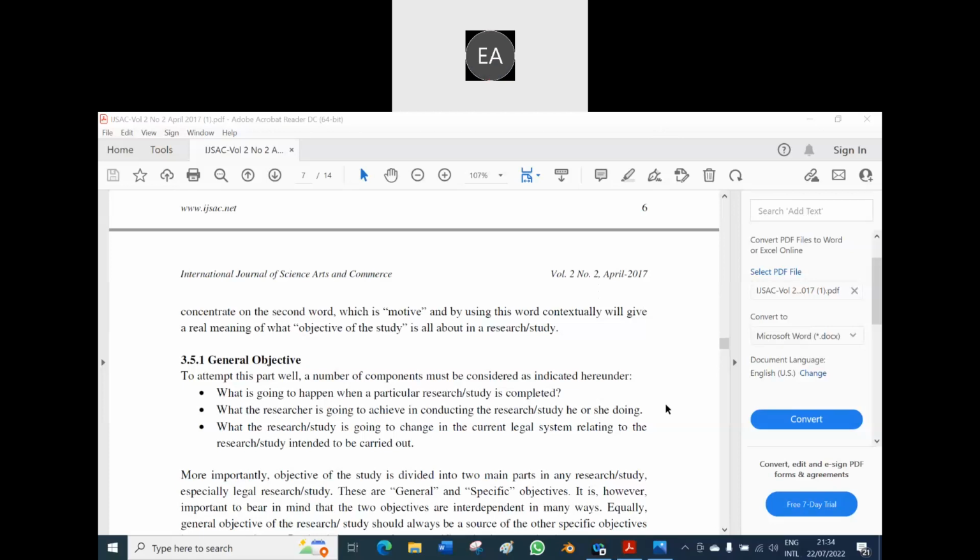Now, second bullet. What the researcher is going to achieve in conducting the research study he or she is doing. How it will be useful. The second point is what he is going to achieve by conducting it. Why are you studying LLM? What is your aim to achieve?